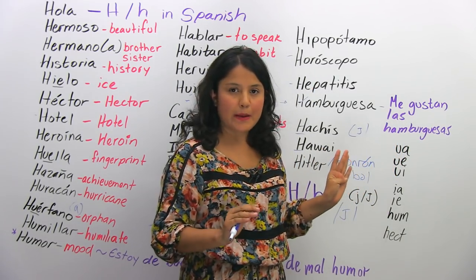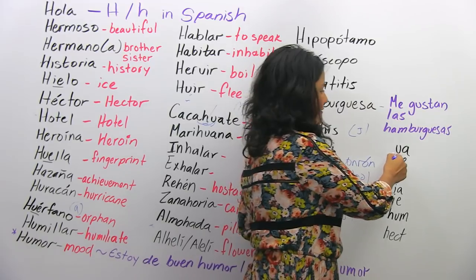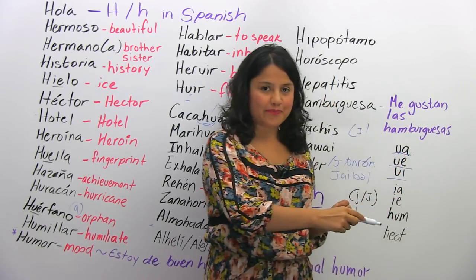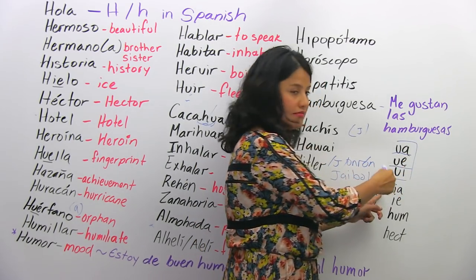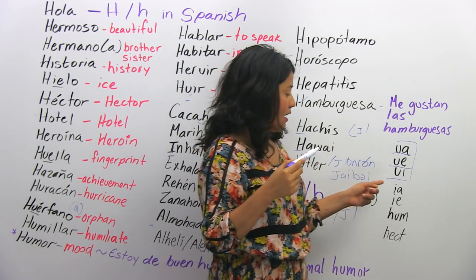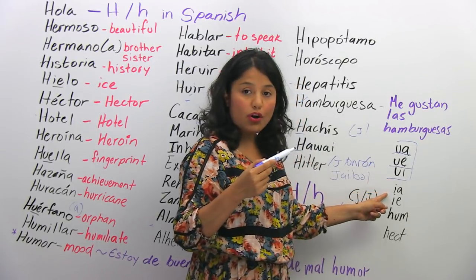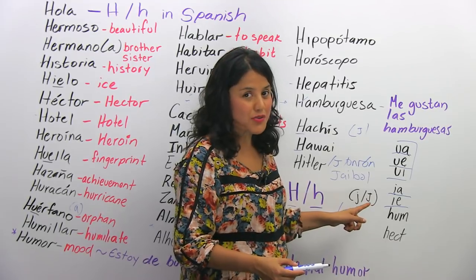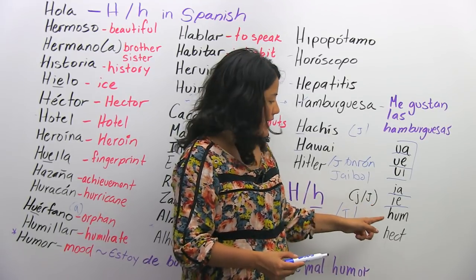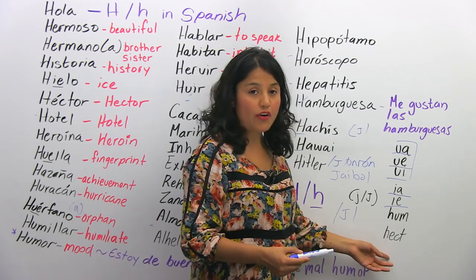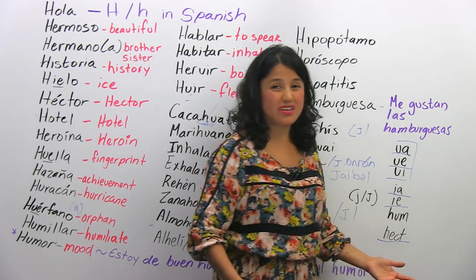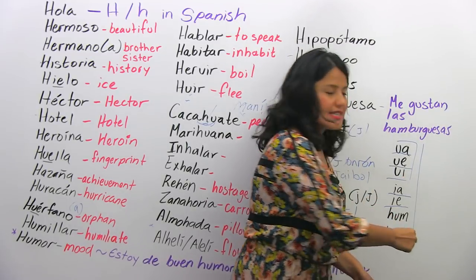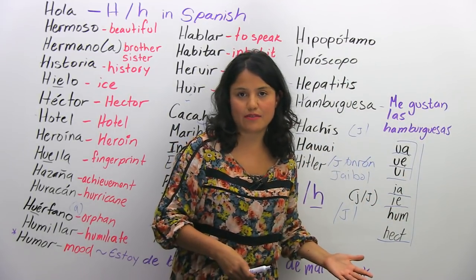The trick is, many words which have ua, ue, ui in the middle, like cacahuate, and many words that start with ia, ie, are going to have an H very often. And the ones that start with hor, hect, and these ones are because they usually come from Greek or from Latin directly. Now, this is a trick just to write it, right?